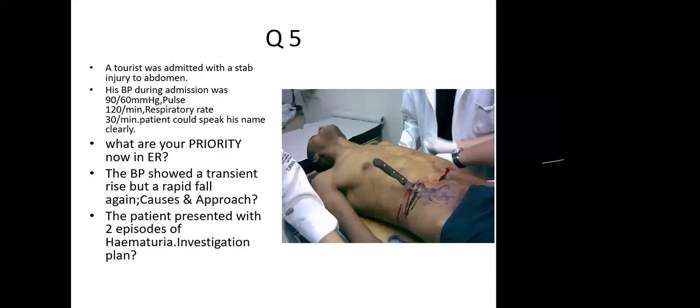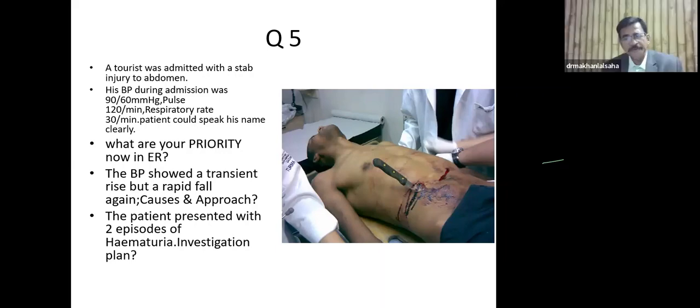Yes. Now the third question, sir. A patient presented with 2 episodes of hematuria. What is the investigation plan? Sir, if the patient is unstable, I'll go with FAST. If the patient is stable, I'll go with CECT. This is again the same question. FAST is done for all patients.